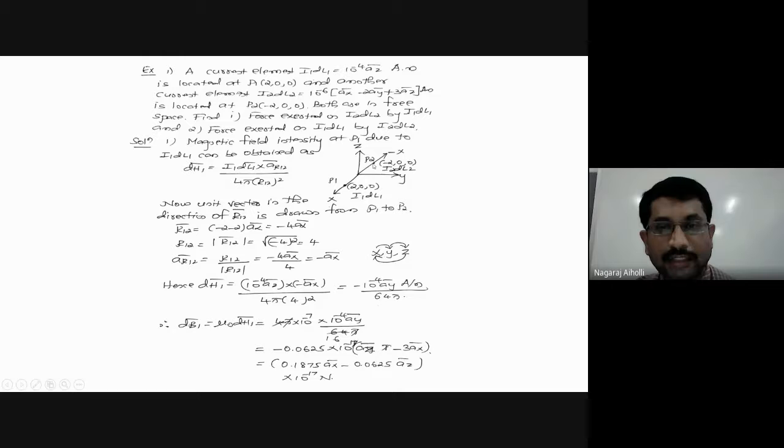We have to subtract destination minus source. The other coordinates are 0, so the y coordinate will be 0 only, and the z coordinate will also be 0. 0 minus 0 into AY bar plus 0 minus 0 into AZ bar. Then the magnitude of R12 bar will be equal to the square root of minus 4 square, that is square root of 16, which will come out to 4.